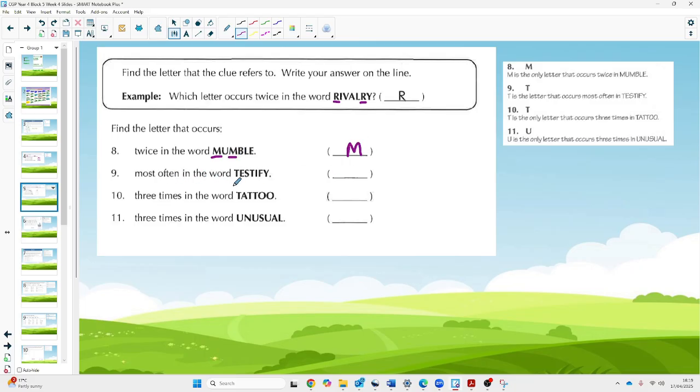Most often in the word testify, well, there's a T twice. I don't think there's any other letters that appear twice or more. So the answer is T. Three times in the word tattoo is again T. And then the last one, three times in the word unusual. And there are three U's. So it's a case of just looking carefully, double checking as you're going along.